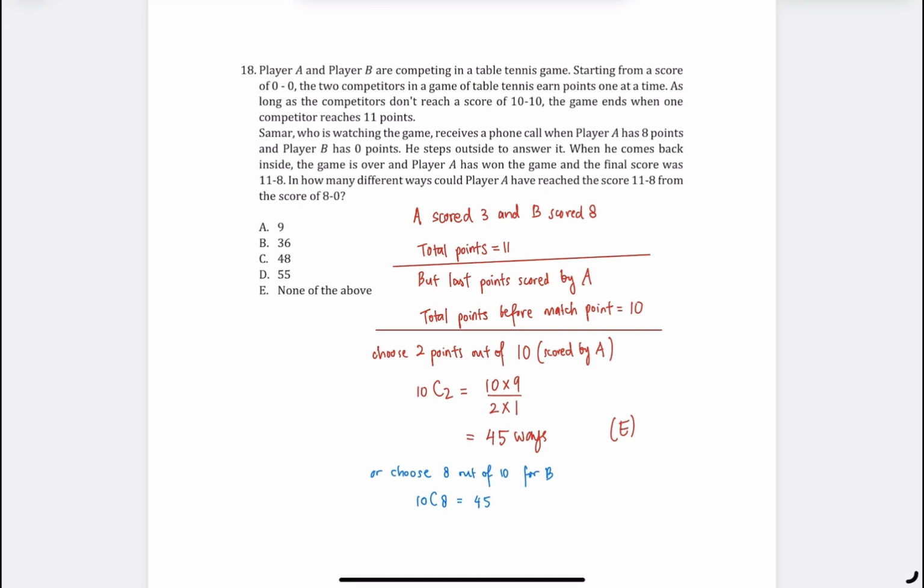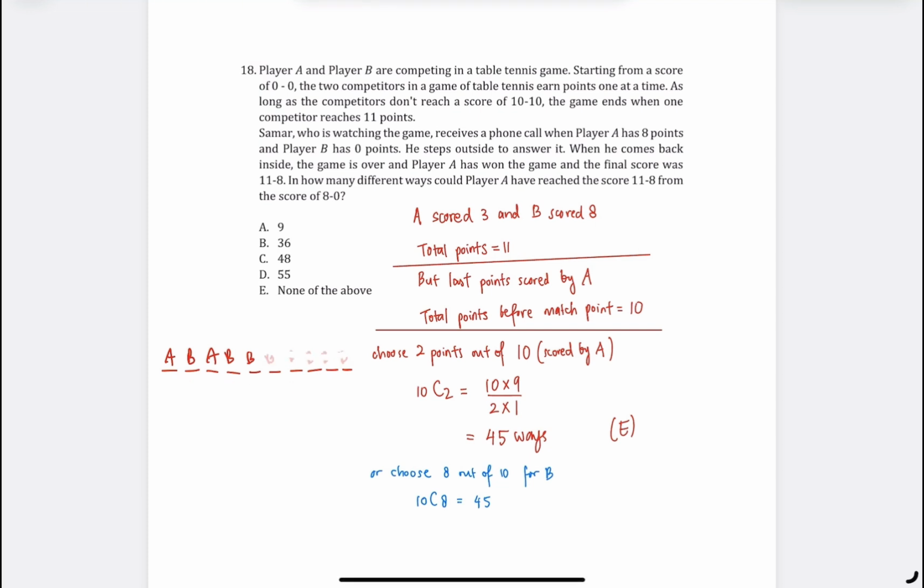Okay, this 10: 1, 2, 3, 4, 5, 6, 7, 8, 9, 10. It can be like A, B, A, B, B, B, B, B, B. Or it can also be B, B, B, B, B, then A, B, A, B, B. Okay, in any way possible. So how many ways are there?